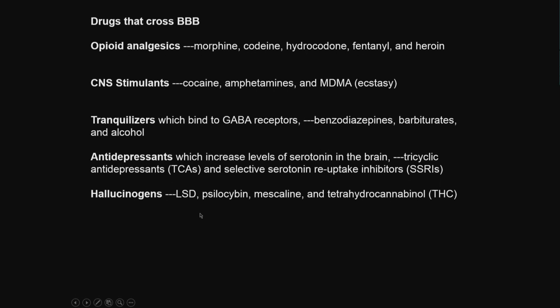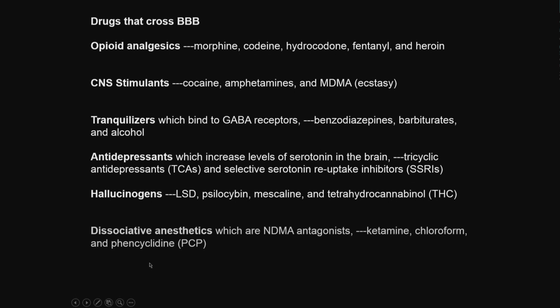Hallucinogens like LSD, psilocybin, mescaline, tetrahydrocannabinol, some of these cannabis type of drugs, they cross the BBB. Dissociative anesthetics which are NMDA antagonists, ketamine, chloroform and phencyclidine, they also cross the BBB. So, a lot of drugs cross this: opium, stimulants, tranquilizers, antidepressants. You also need drugs to treat certain disorders, so you need some drugs which can cross the BBB.